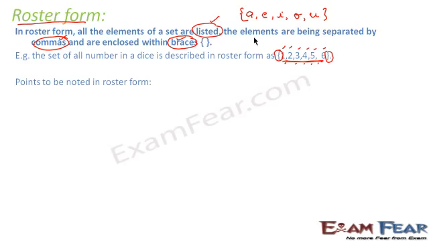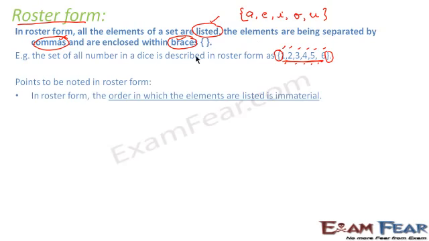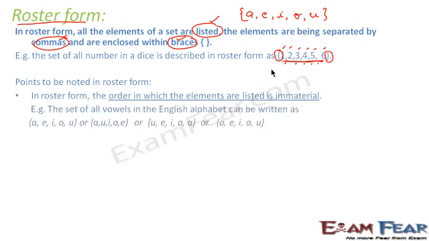Now there are some points that we should note in roster form. First, the order of the elements is immaterial. For example, in the same scenario, if we say A, E, I, O, U for set of all vowels, or we say U, E, I, O, A, or O, E, I, A, U, all are the same, as long as the number of elements and the elements are the same. All these sets contain A, E, I, O, U. The order doesn't matter in roster form.